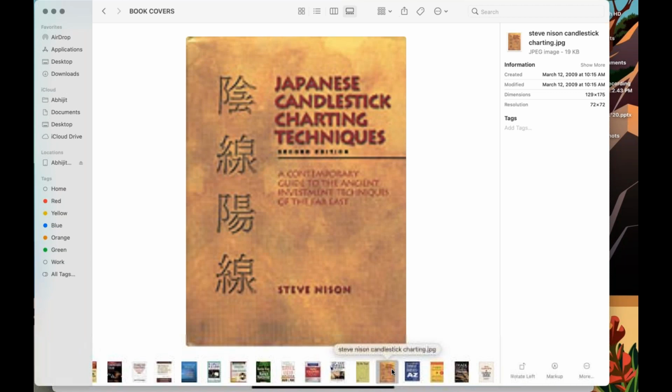One aspect about Steve Nison's books which I like a lot, and I go back to these books, in fact I have them right in front of me in my home office, is that every chapter tends to begin with a quotation, a proverb, an old Japanese saying. When you read this book, you'll sense a feel about the Japanese candlesticks. Say, for example, chapter number 6 starts with something in Japanese, which translates to: put a lid on what smells bad.